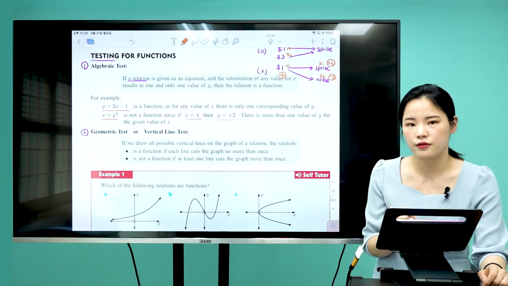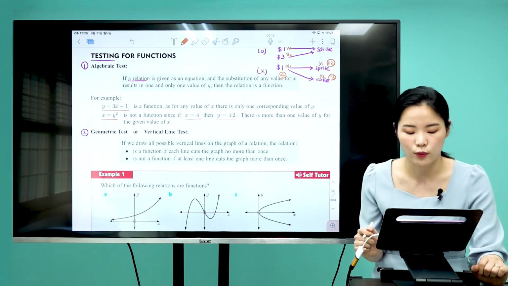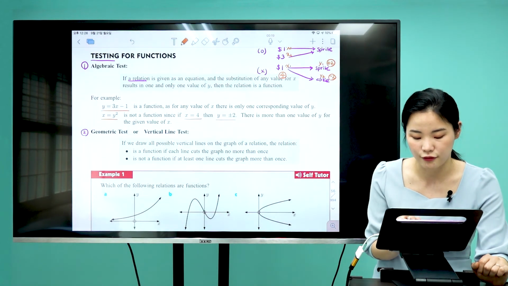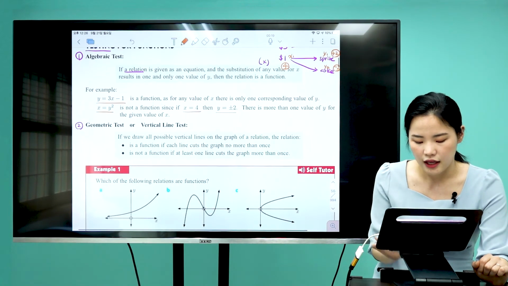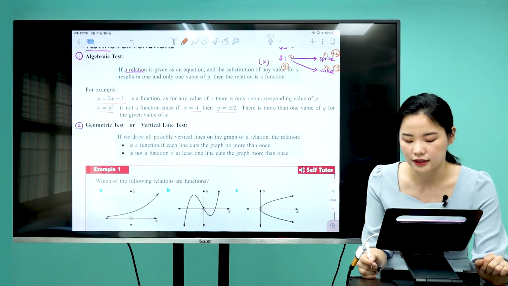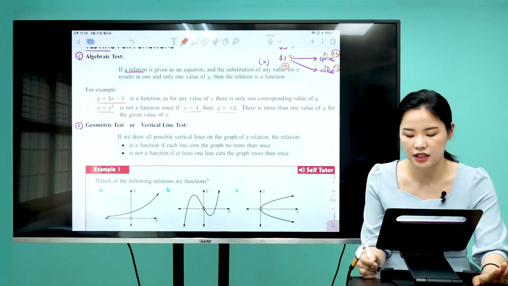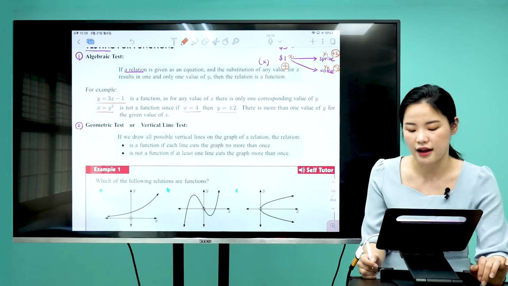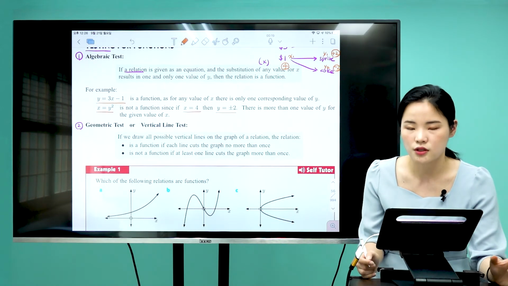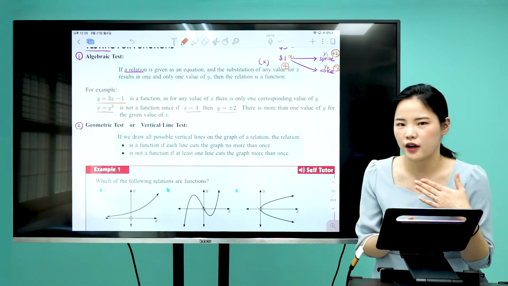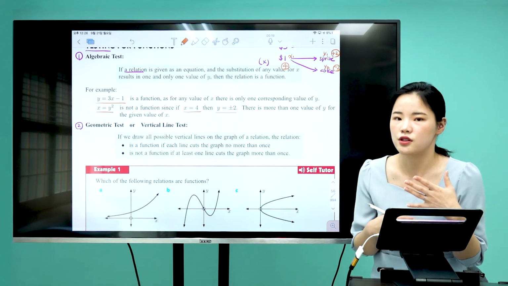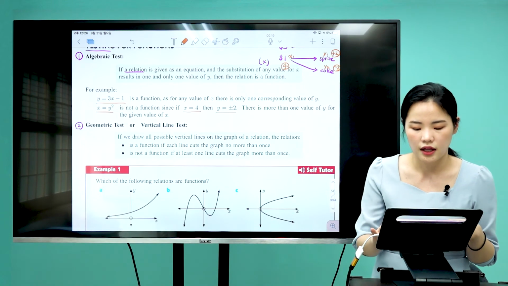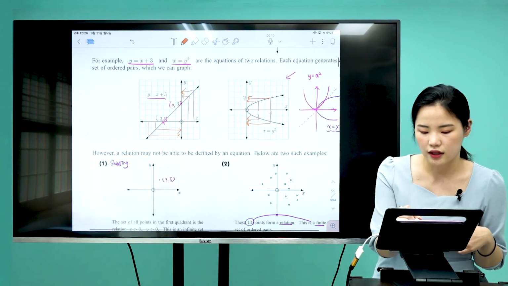And in order to figure it out more straightforwardly by drawing a graph, there is the geometric test, or vertical line test. If we draw all possible vertical lines on a graph of a relation, the relation is a function if each line cuts the graph no more than once. Vice versa, if a line crosses more than once, then it would not be a function. So let's check with the example above.